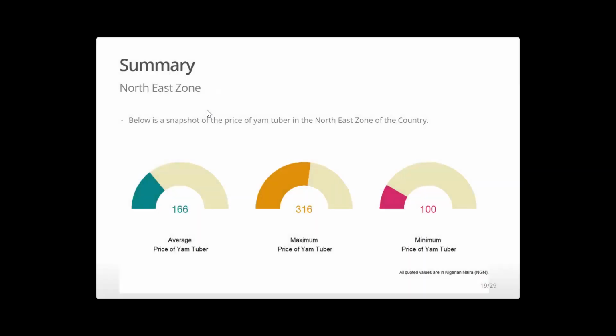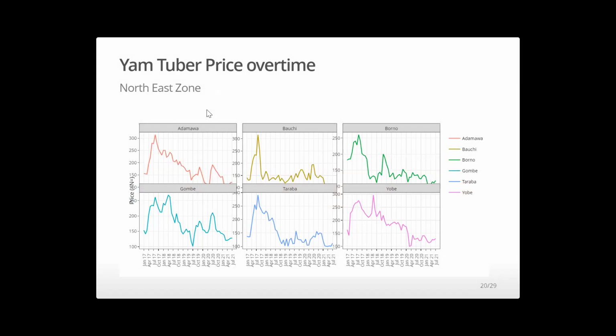So let's look at Northeast. Northeast, we have Adamawa, Bauchi, Borno, Gombe, Taraba, and Yobe. All of these states seem to experience a decline. Yeah, as I've seen here, if you are to plot the trend of this particular series, we will have a decreasing trend.